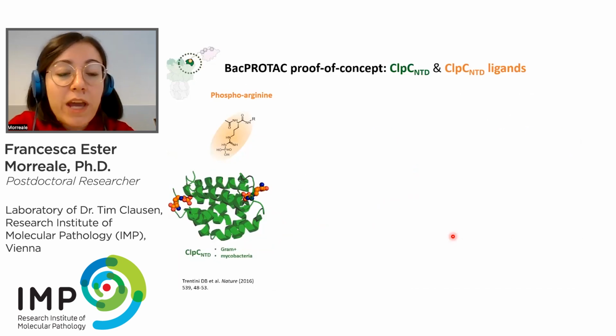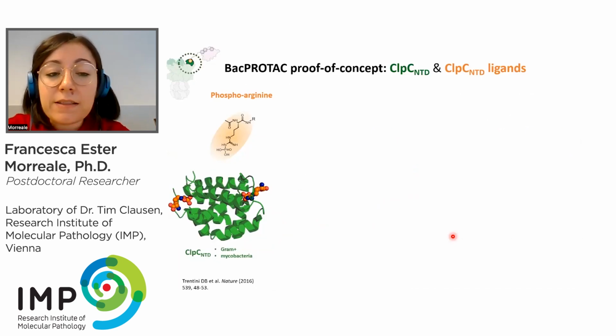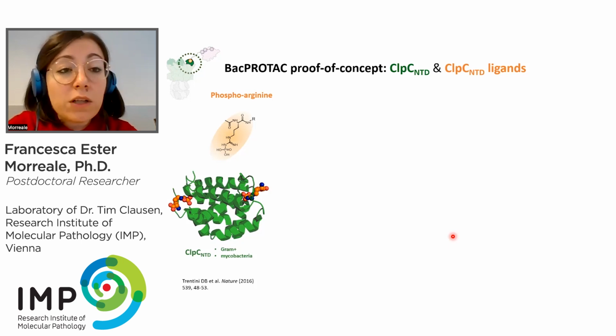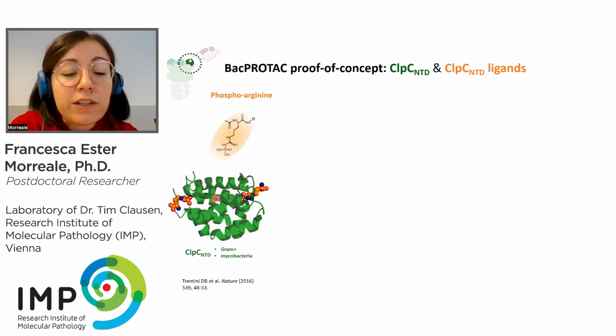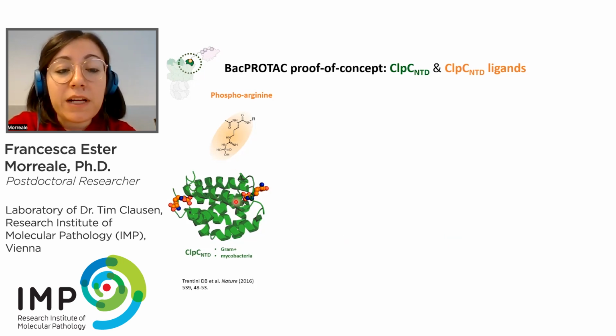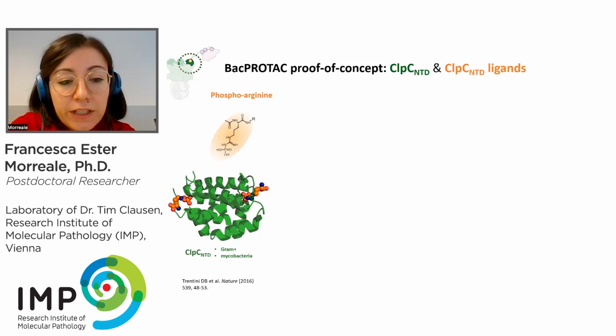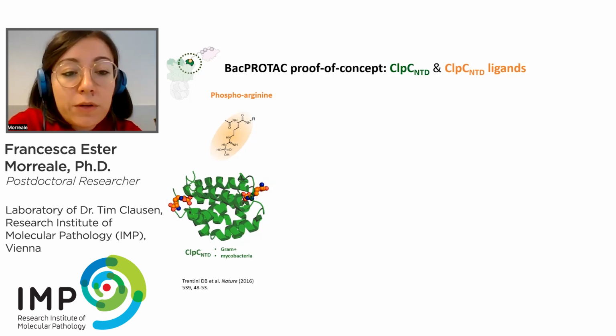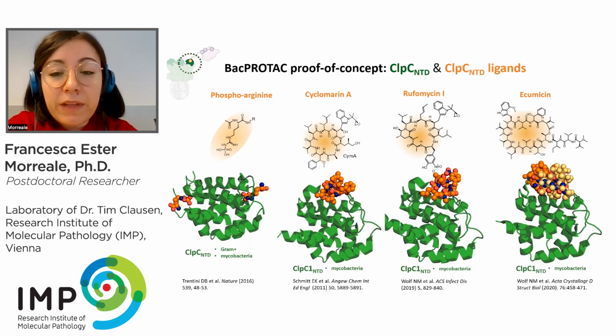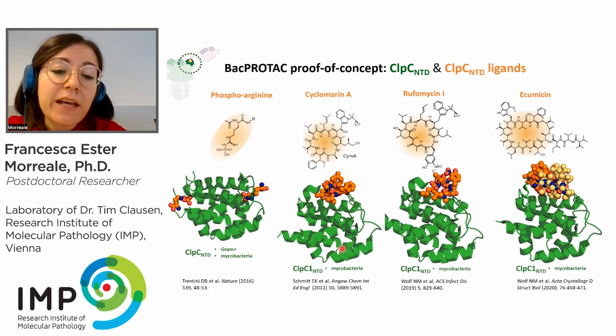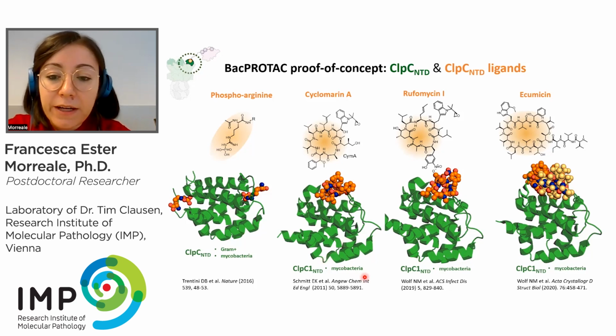So first, we have to select a ligand for ClpC, and as I told you, we already know some ligands, and one of them is exactly phosphoarginine. And you can see here the crystal structure of the N-terminal domain bound to phosphoarginine. And for mycobacteria, we also know other types of binders that are cyclic peptides, shown here, among which cyclomarin A, which binds to different pockets on the N-terminal domain and only binds to mycobacteria.